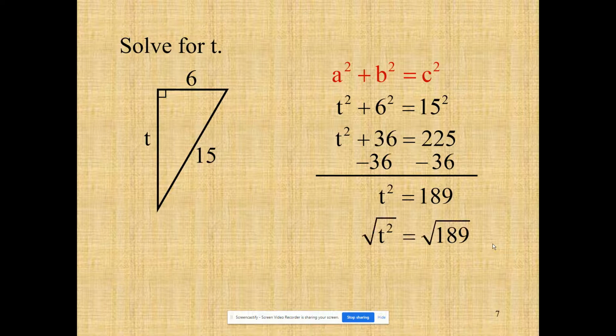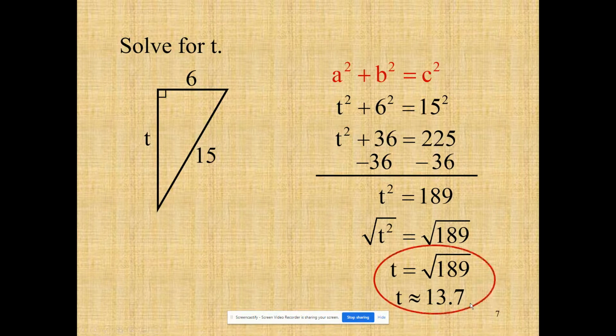I want to take that and get rid of that exponent. I get rid of the exponent by taking the square root. So the square root of t squared is going to be t. The square root of 189 is going to be roughly 13.7, give or take. So it's not exact, I believe there are more decimal points and we're rounding. Not too bad at all.